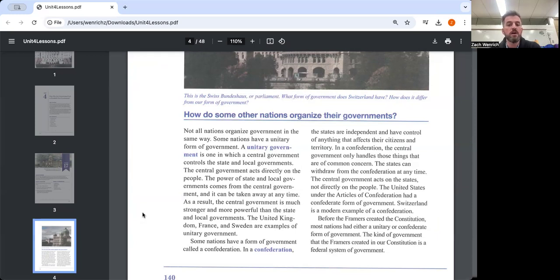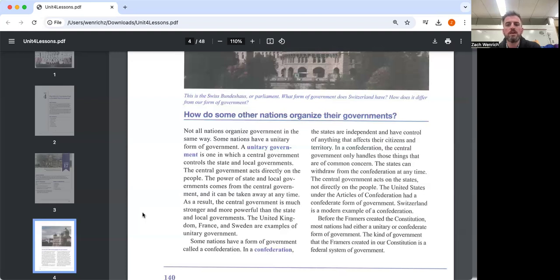Some nations have a form of government called a confederation. In a confederation, the states are independent and have control of anything that affects their citizens and territory. In a confederation, the central government only handles those things that are of common concern. The states can withdraw from the confederation at any time. The central government acts on the states, not directly on the people. The United States, under the Articles of Confederation, had a confederate form of government. Switzerland is a modern example of a confederation.